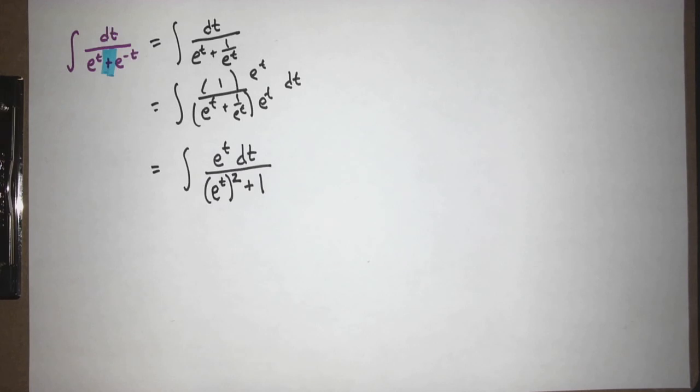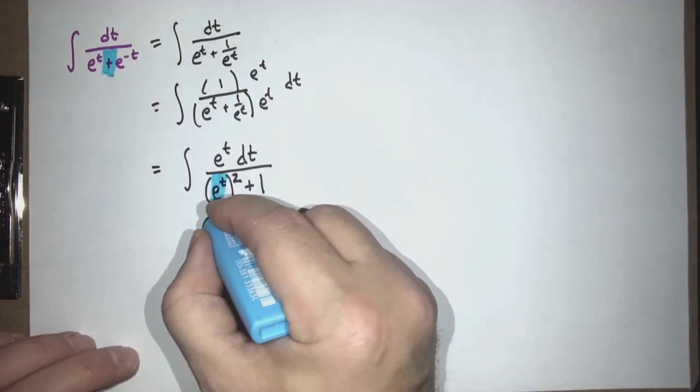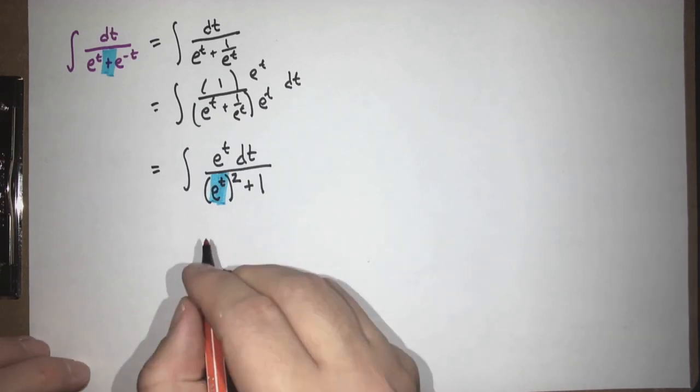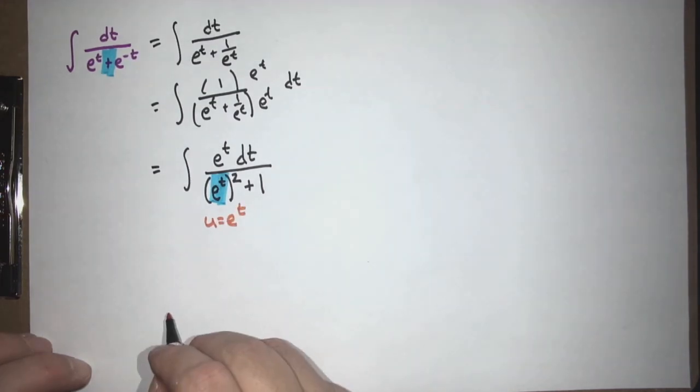So, does that look like anything? Is there a substitution we can make now? E to the t? Yes, I agree. Good. It's on the inside of something. Let's try it out. Try something. If it doesn't work, that's okay. We've learned not to do that. And if it does work, points.